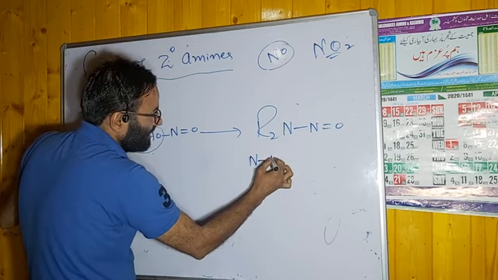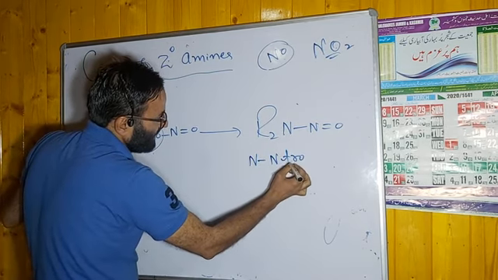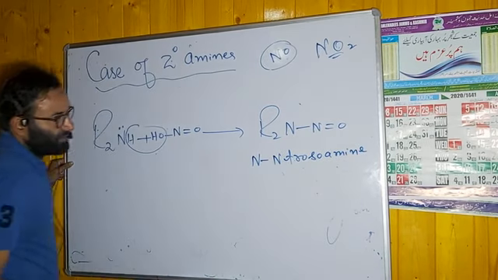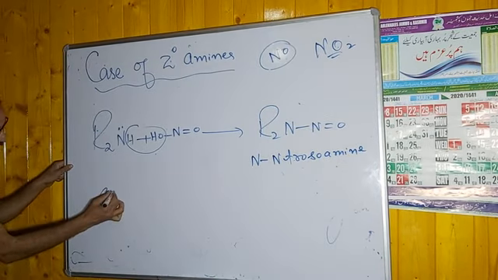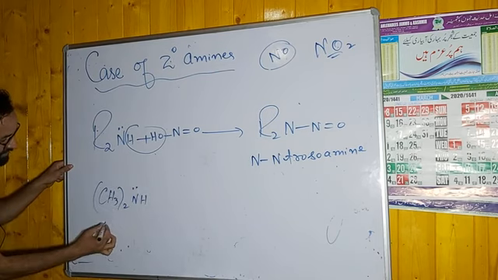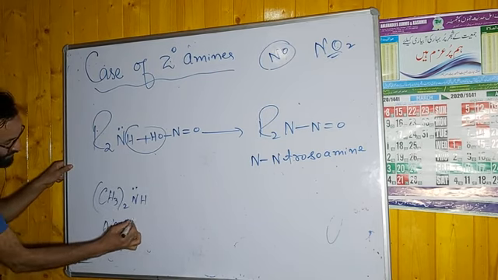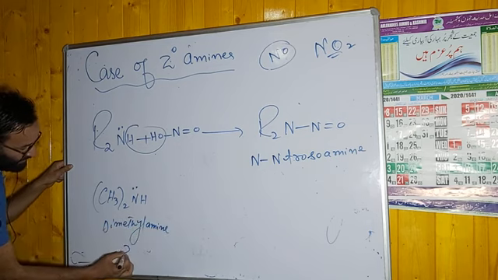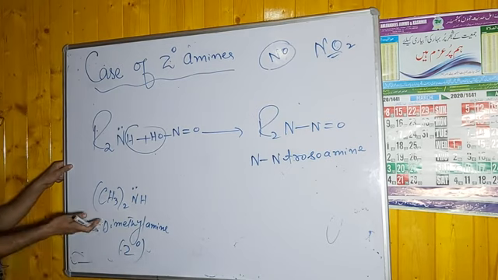N-nitroso, nitrosoamine. You can take the reaction now. (CH3)2NH. This is dimethylamine. Iska naam kya hai? Dimethylamine. Ye aliphatic 2 degree hai. This is 2 degree aliphatic.